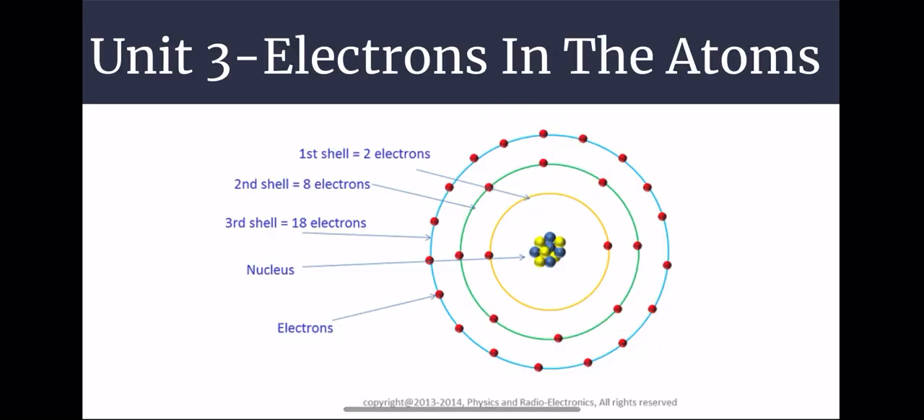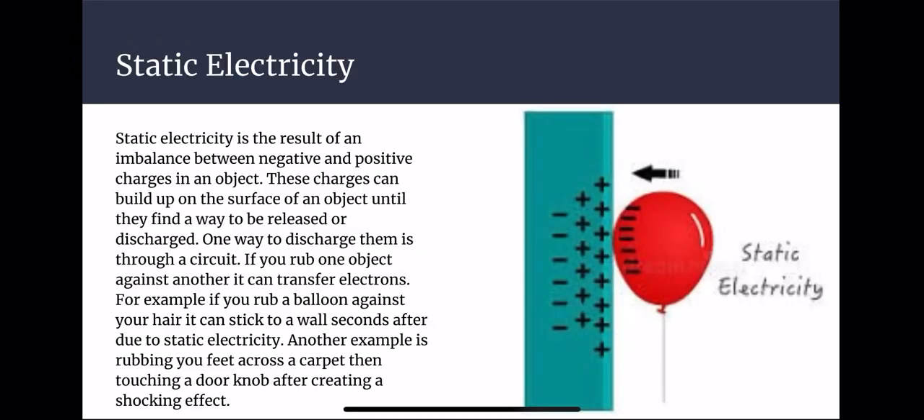Unit 3, Electrons in the atom. Static electricity. Static electricity is the result of an imbalance between negative and positive charges in an object. These charges can build up on the surface of an object until they find a way to be released or discharged. One way to discharge them is through a circuit.